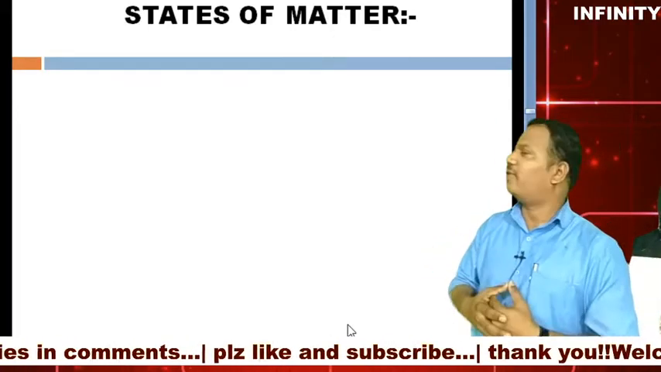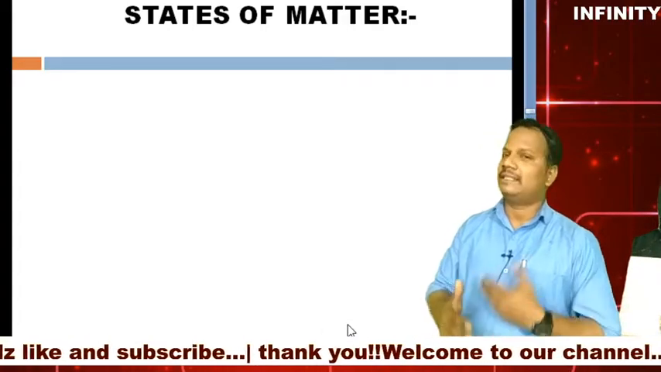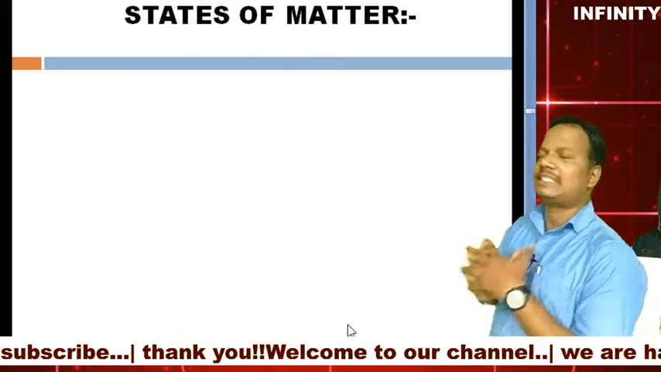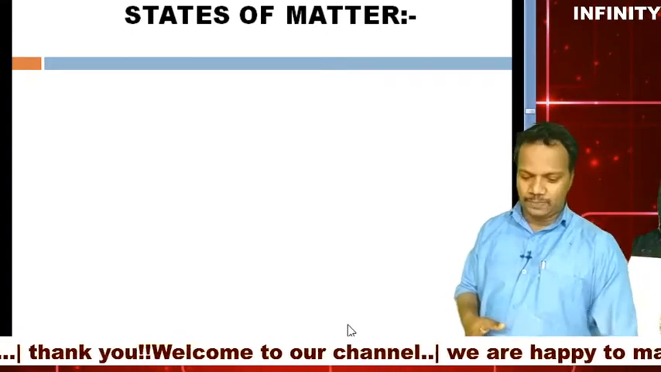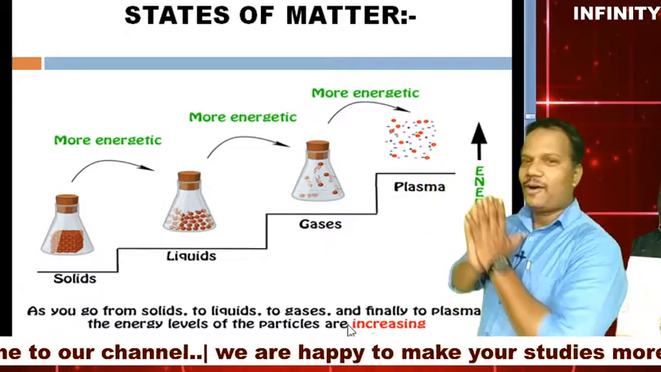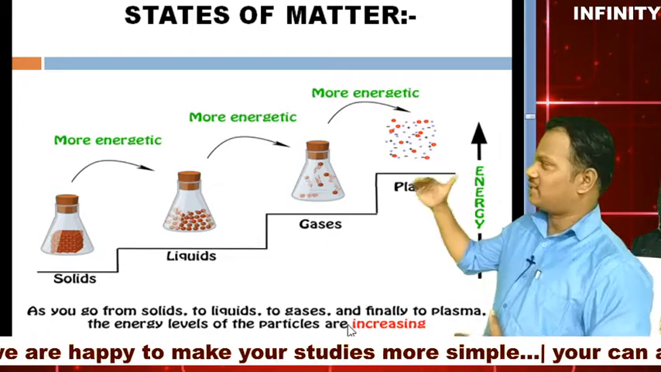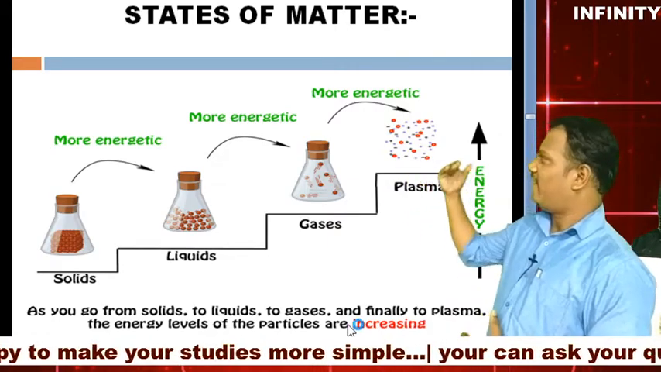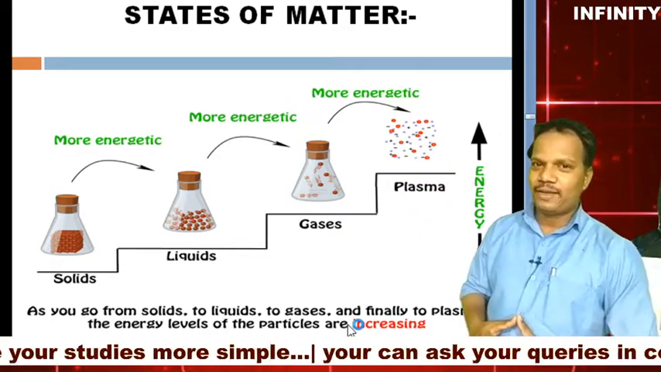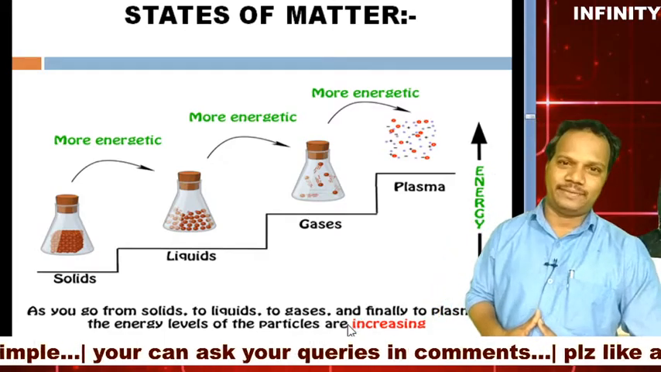As we already know from previous standards, matter exists in three different states, called solids, liquids and gases. Here we can see on the board that matter can exist in the form of either a solid, or a liquid, or a gas. Okay, but actually there are two more important states of matter.